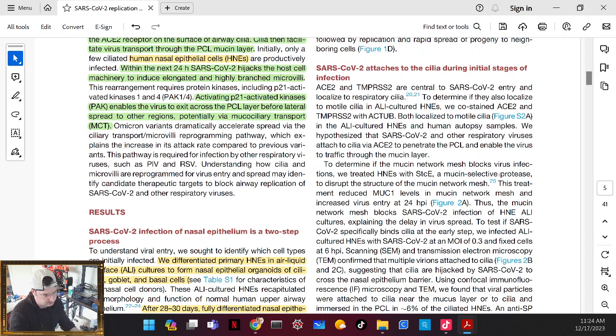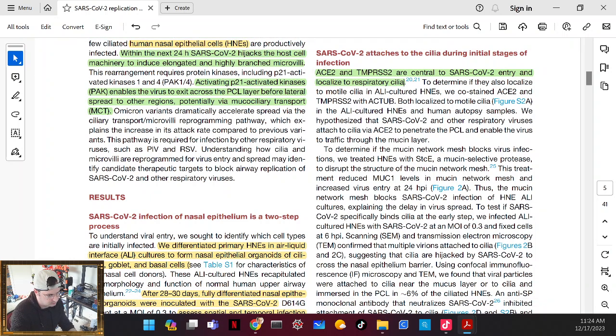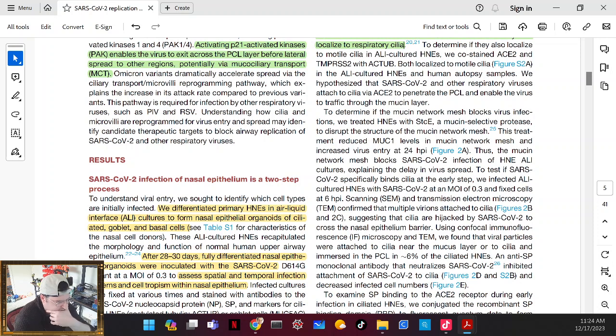So COVID attaches to the cilia during initial stages of infection. This is how it binds, to those ACE2 receptors and then the TMPRSS2 receptor. And then to determine if they also localize to motile cilia, they co-stain ACE2 and TMPRSS2 with ACE tub. Apparently some sort of stain. So this is just the methods section, which is weird. The methods is in the results. And then they're trying to determine if, I skipped ahead.